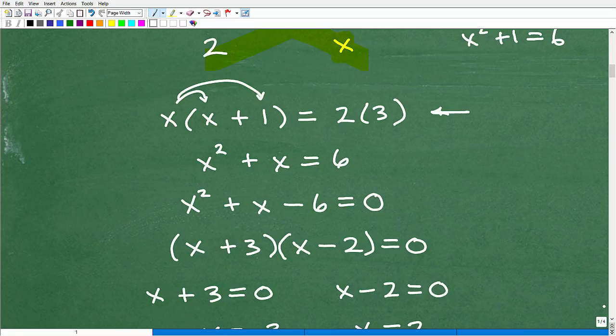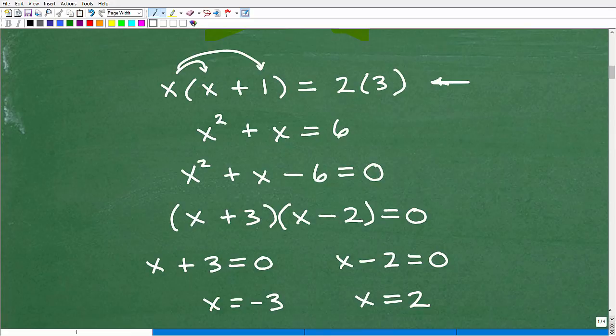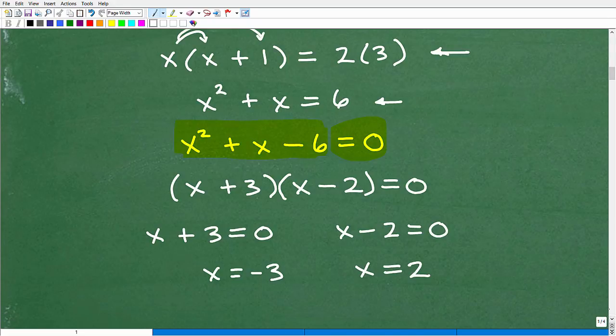Now, with this algebra, we're going to be solving a quadratic equation. So let's work through the rest of the process here. So x squared plus x equals 2 times 3, which is 6. What I want to do here is set this equation equal to 0, and I'm faced with this quadratic trinomial. What you want to do there is always see if you can factor this. If you're not sure about this part of the problem, you want to review quadratic equations and how to solve them.